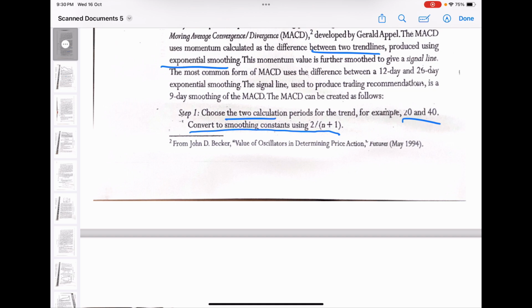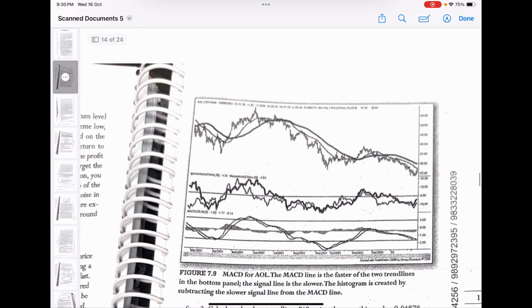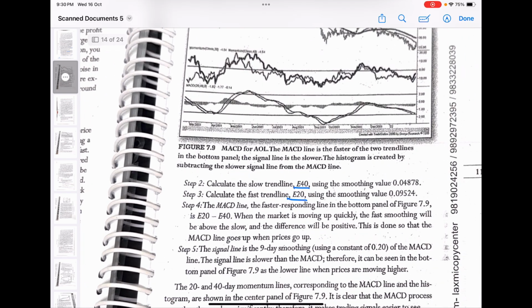Again, first thing you're going to do when you're calculating an MACD is take two calculation periods, let's say 20 and 40. And then you are going to smooth it using the formula 2 upon n plus 1. After that, you're going to find the slower trend line, which would be the higher time frame, which would be the E40. And then you're going to calculate the faster trend line, which is going to be E20. Then the MACD line is the faster responding line in the bottom panel of 7.9.